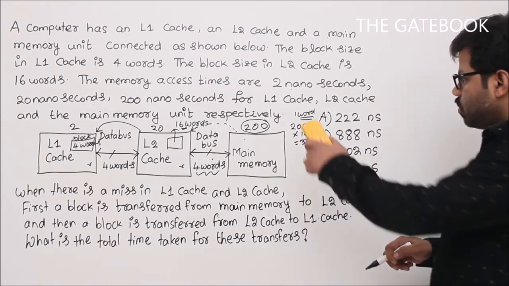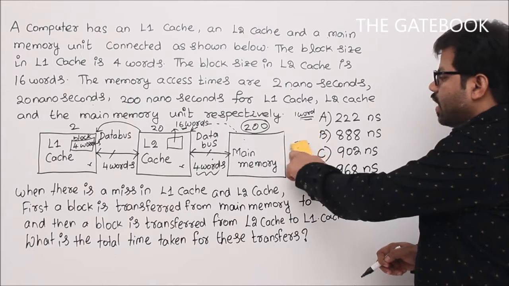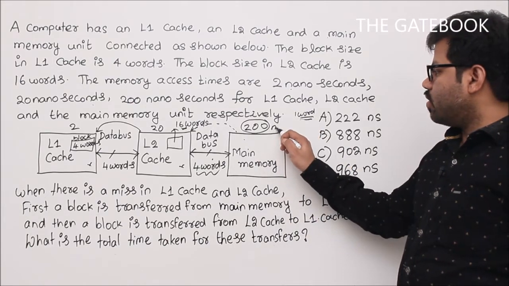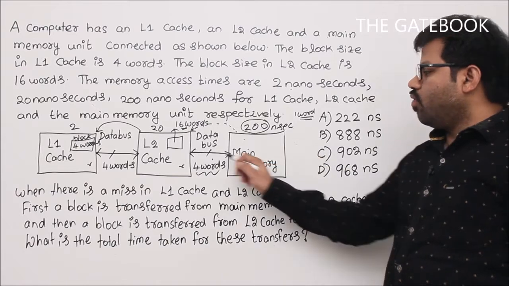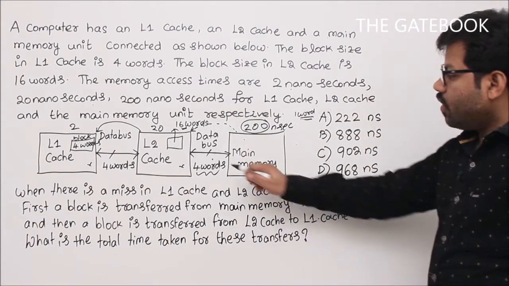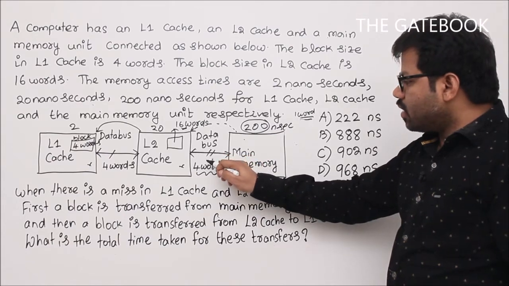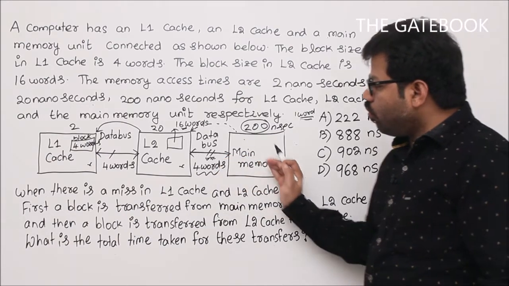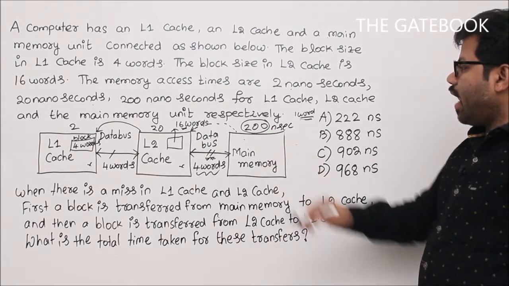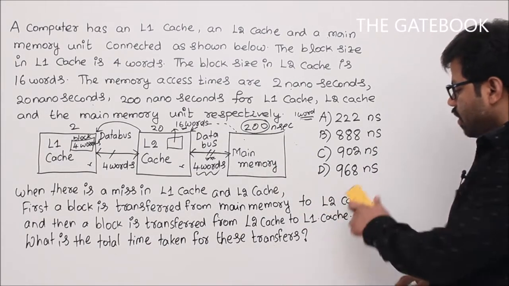There is no such option, right? Then definitely I can say that the main memory access time of 200 nanoseconds is for transferring 4 words. If that is the case, because the width of the data bus is only 4 words, we have to move 4 words 4 times. Then how many times will main memory be accessed? We will see here.